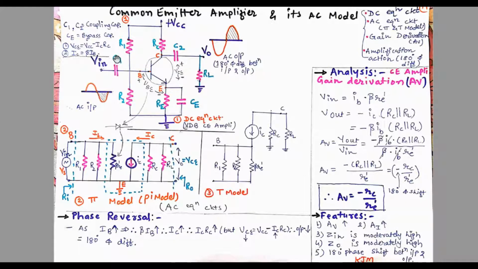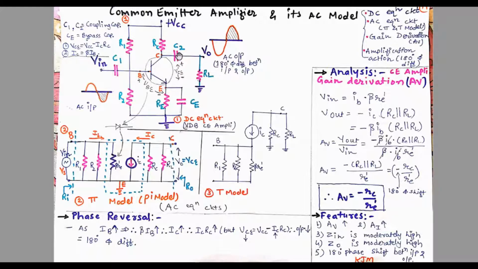Now let's understand the amplification action. C1, the coupling capacitor, couples the input to the base terminal of the BJT, and only the pure AC input signal should be allowed to pass to the base terminal. So what is the function of C1? Actually it couples the input to the base and also filters out the noise. Similarly, C2 allows only the AC signal to pass and blocks DC.